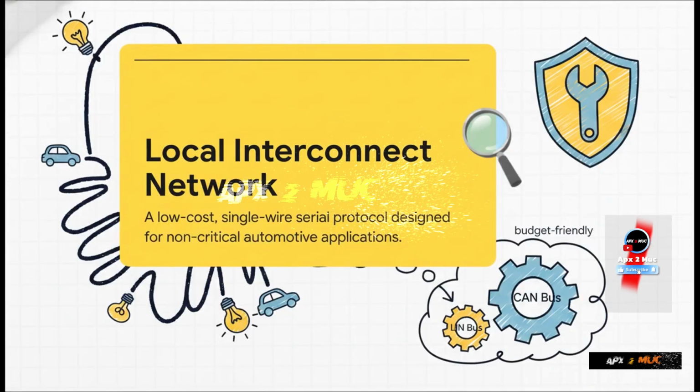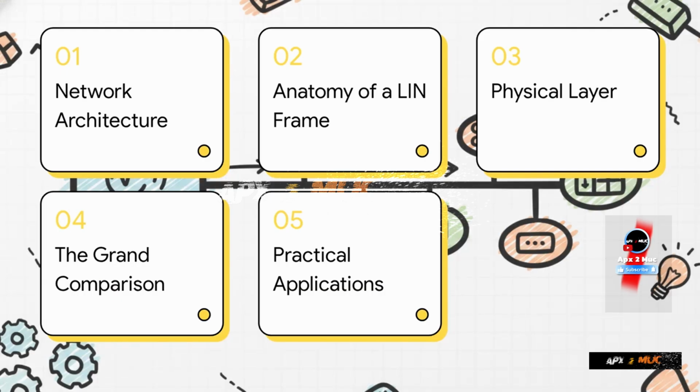Enter the Local Interconnect Network, or LIN for short. Conceived back in the late 90s by a consortium of major automakers, LIN was specifically designed to be the standardized, budget-friendly sidekick to the CAN bus. It steps in to handle all the simple, non-critical chores, which completely frees up the CAN bus to focus on actual driving and safety. Instead of prioritizing high speed and extreme fault tolerance, LIN goes all in on simplicity and massive cost reduction. Okay, here's our roadmap for this explainer.